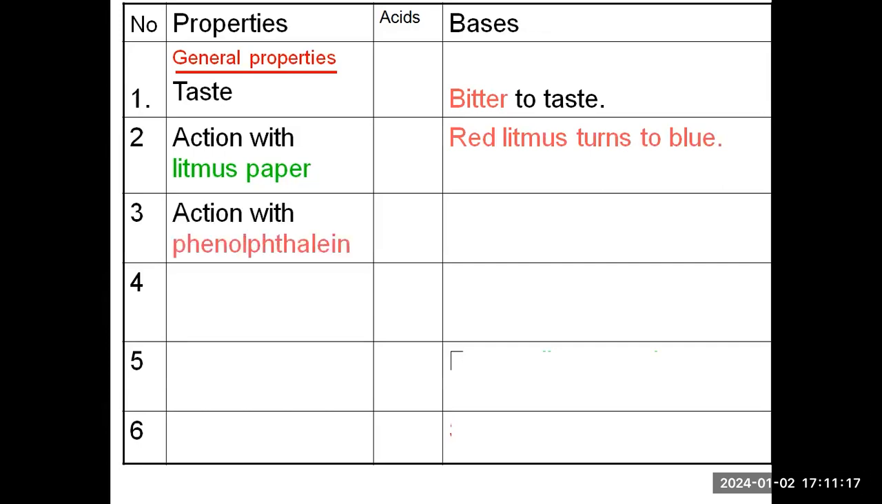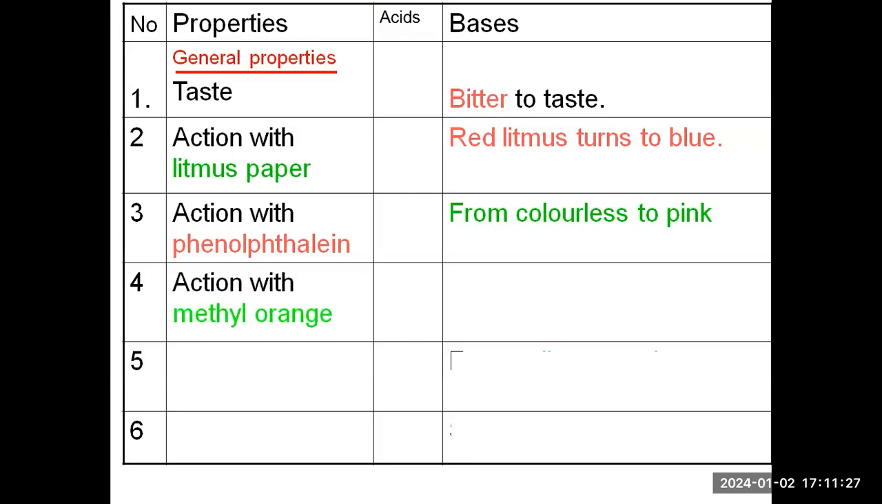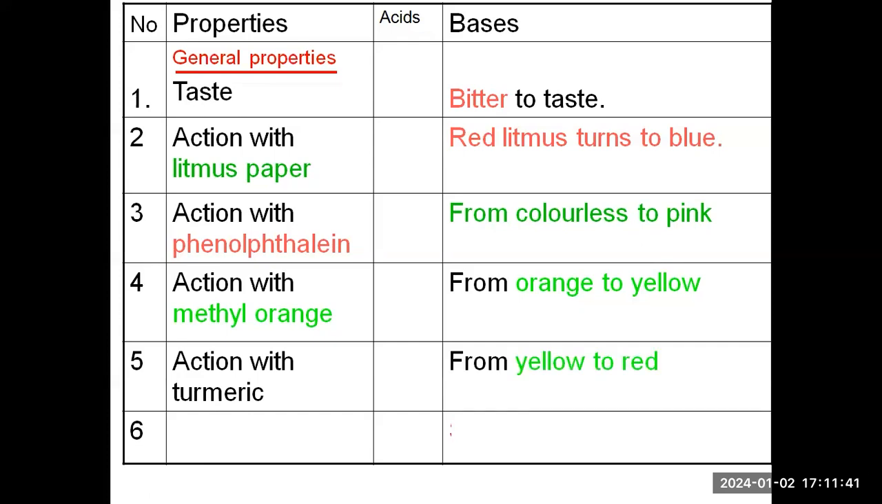And phenolphthalein, which I said originally is colorless, will become pink when in contact with the base. Methyl orange, which originally is orange in color, will become yellow. The turmeric, which is originally yellow in color, will become pink or red when it comes in contact with the base.